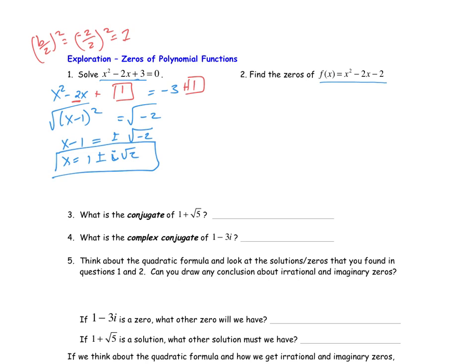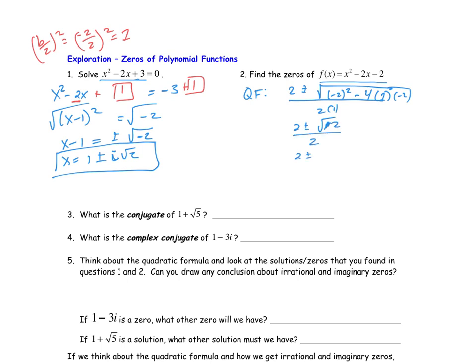The next one, I want to find the zeros of x squared minus 2x minus 2. This doesn't factor, so let's review the quadratic formula. The quadratic formula is negative b, so 2, plus or minus the square root of b squared, which will be negative 2 squared, minus 4 times a, which is 1, times c, which is negative 2, all over 2a, which is 2. So we have 2 plus or minus the square root of 4 plus 8, which is 12, over 2.